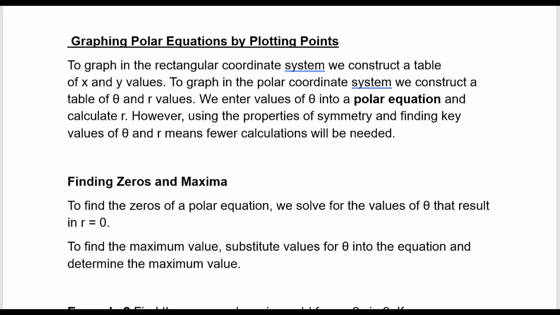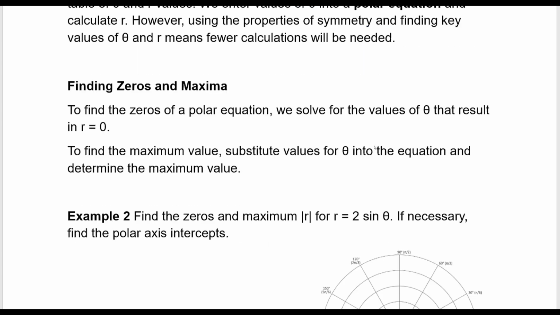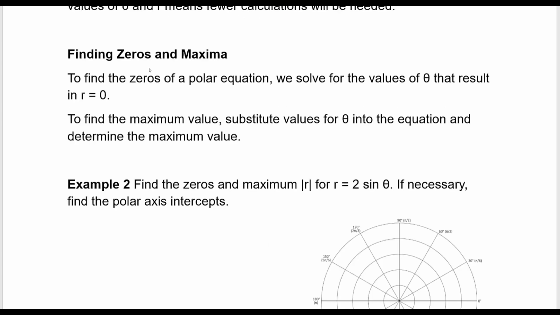We enter values of theta into the polar equation and calculate r. However, using the properties of symmetry and finding key values of theta and r means fewer calculations will be needed. So, finding zeros and maxima: to find the zeros of a polar equation, we solve for the values of theta that result in r equals 0. And to find the maximum value, substitute values in for theta into the equation to determine the maximum value.